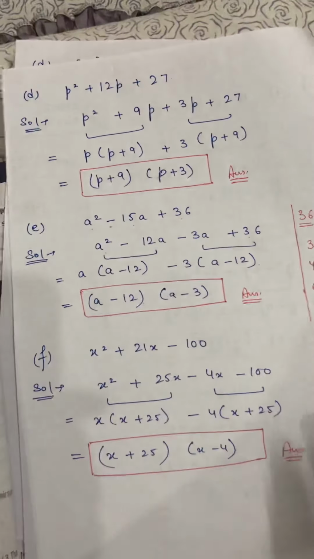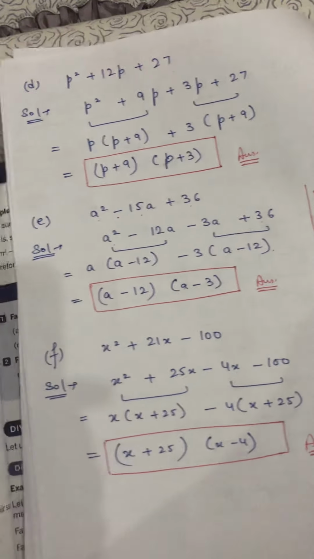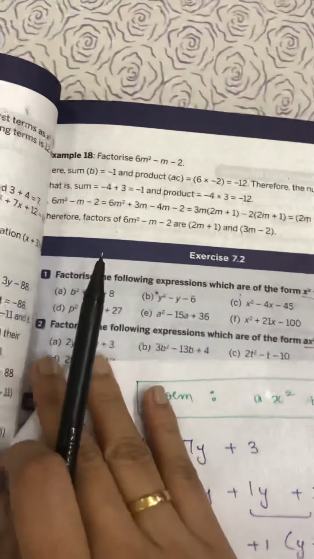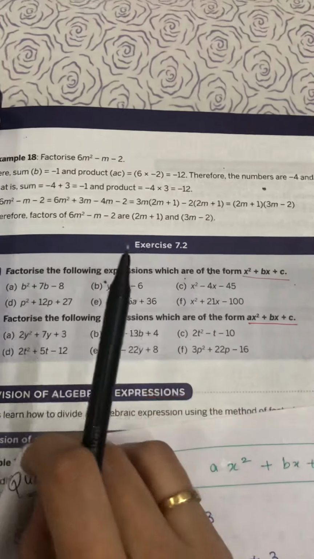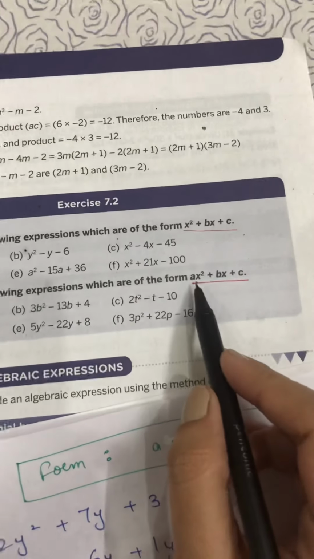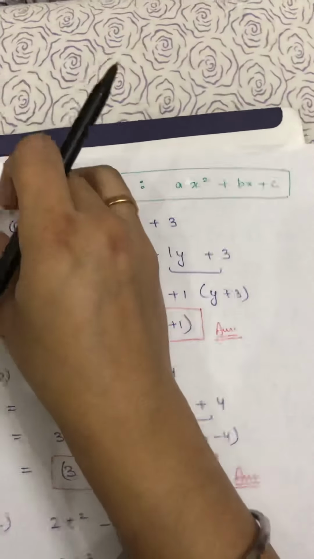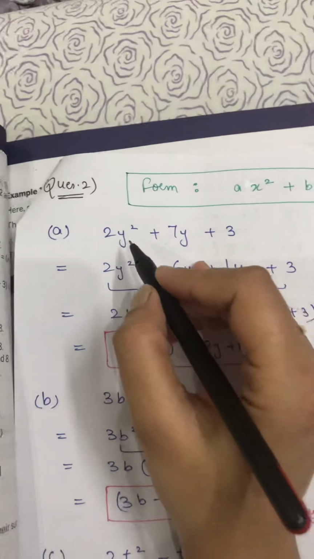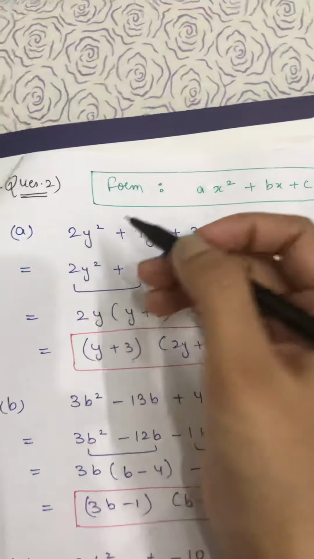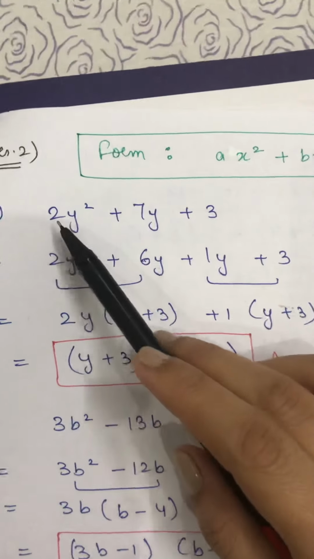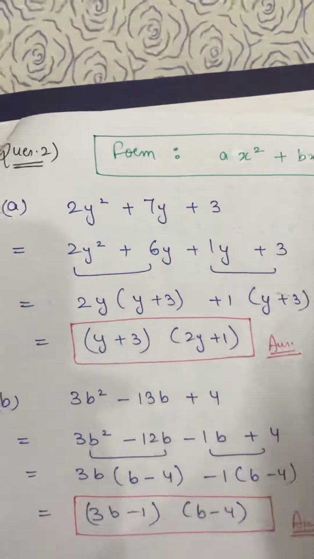Just read out and do practice of other parts and then go for the fair work. Now the second question of this exercise is based upon ax square plus bx plus c. It means the first term is not only a variable. In the previous question the first term was the square of a variable. Now a constant is also given.